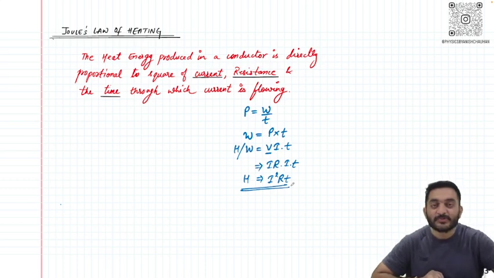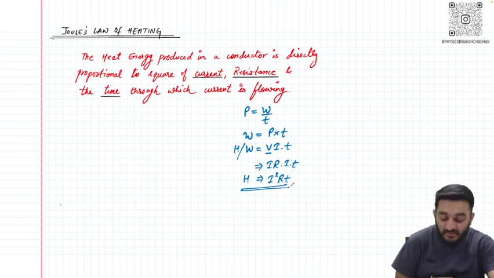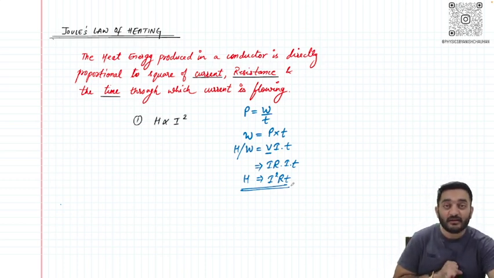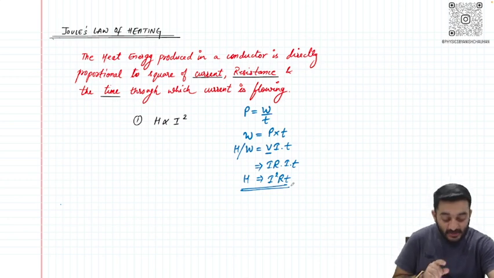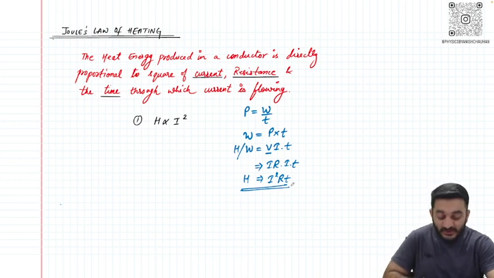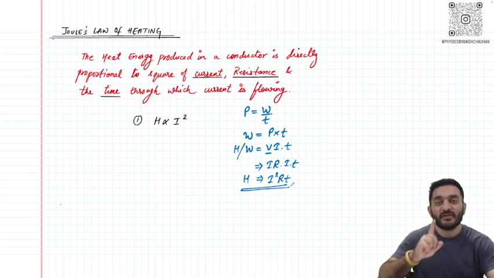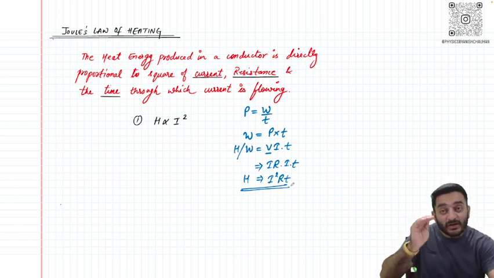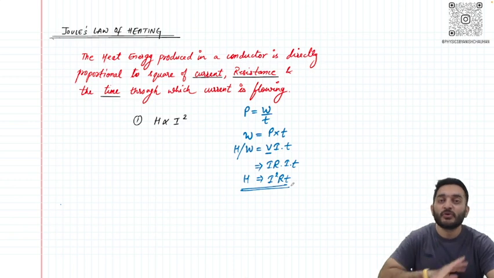Now if you read this Joule's law of heating, you are going to find the same terms. The heating effect depends maximum on the current, because heating is directly proportional to the square of current. So in any circuit, if you want to reduce the heating effect, the very first thing we should do is reduce the flow of current through it.